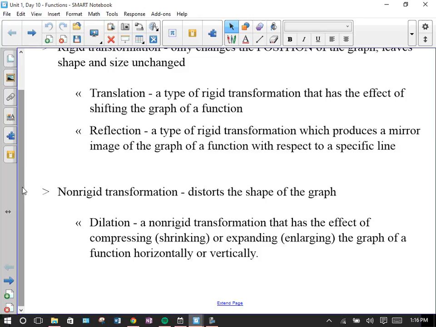So let's say you have a parabola, you're going to squish it down instead of getting wider. And you have the ability to expand, right? Where you're taking the parabola and you're stretching it so it gets skinny, all right? So you're going to be able to compress or expand a graph horizontally or vertically, right?